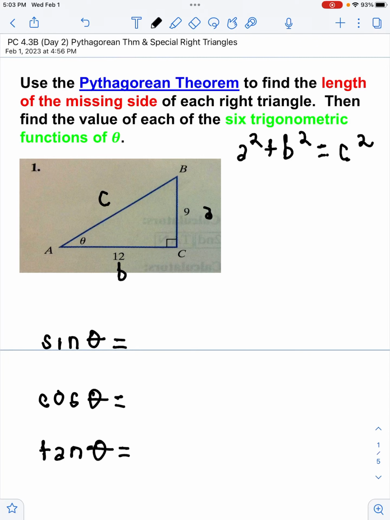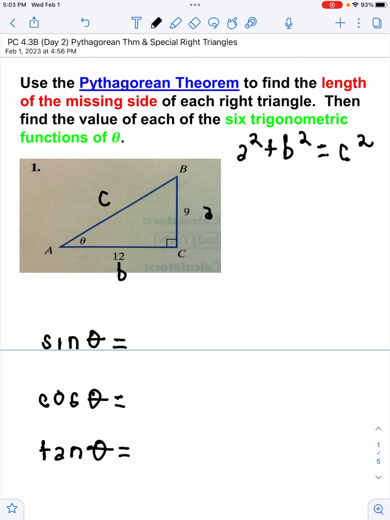This is the lesson for section 4.3b, day 2. If we look at the diagram that you're given in problem 1, you're asked to use the Pythagorean theorem to find the length of the missing side.